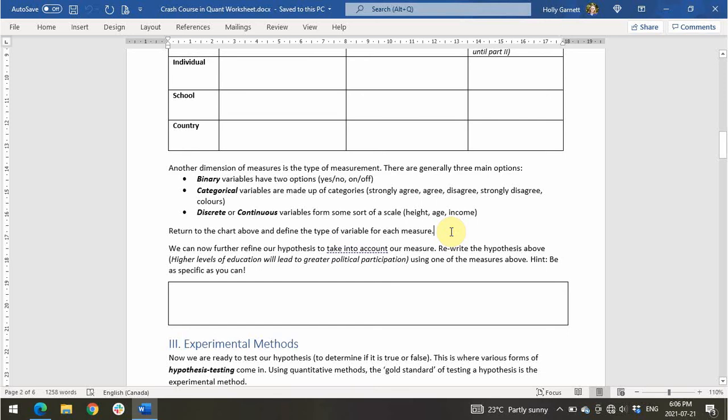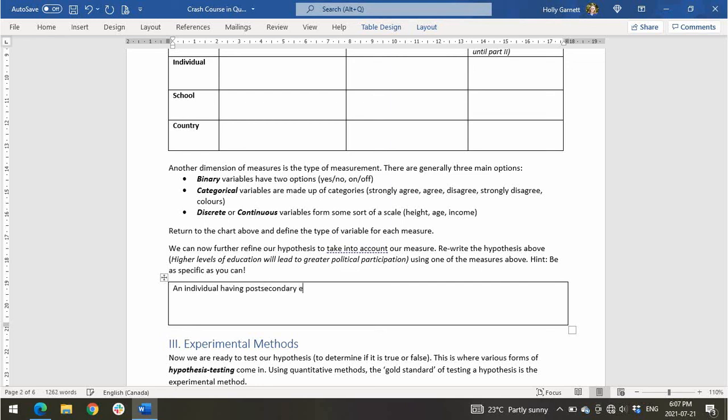So now what we can do is we can further refine our hypothesis by taking into account our measure. So we had this hypothesis that higher levels of education will lead to greater political participation. So let's try to be very specific now using our measures. So we might say that an individual having post-secondary education, as opposed to not, so it's a binary variable, will lead to them being more likely to vote. Okay, so that's at the individual level. I can measure whether they have post-secondary education or not, and I can measure whether they voted or not.